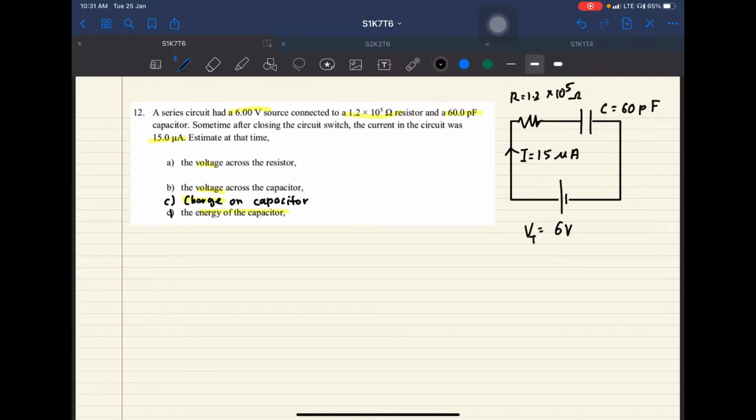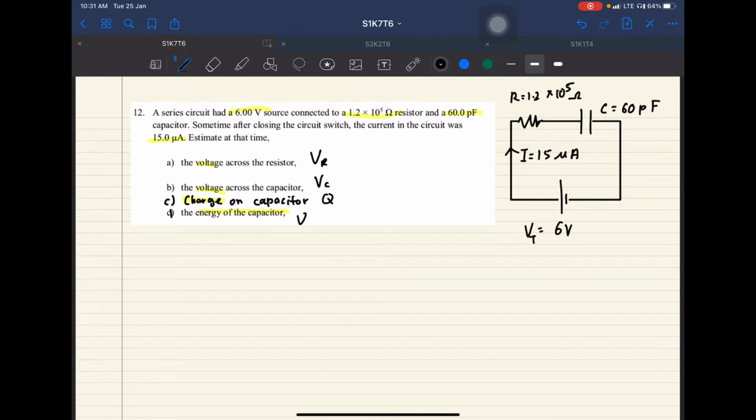So basically they want to find VR, VC, and the charge on the capacitor Q. And then the energy of the capacitor is basically U. Okay, so I already drew the circuit over here to save some time. So this is the information given. I just redrew this one in series.